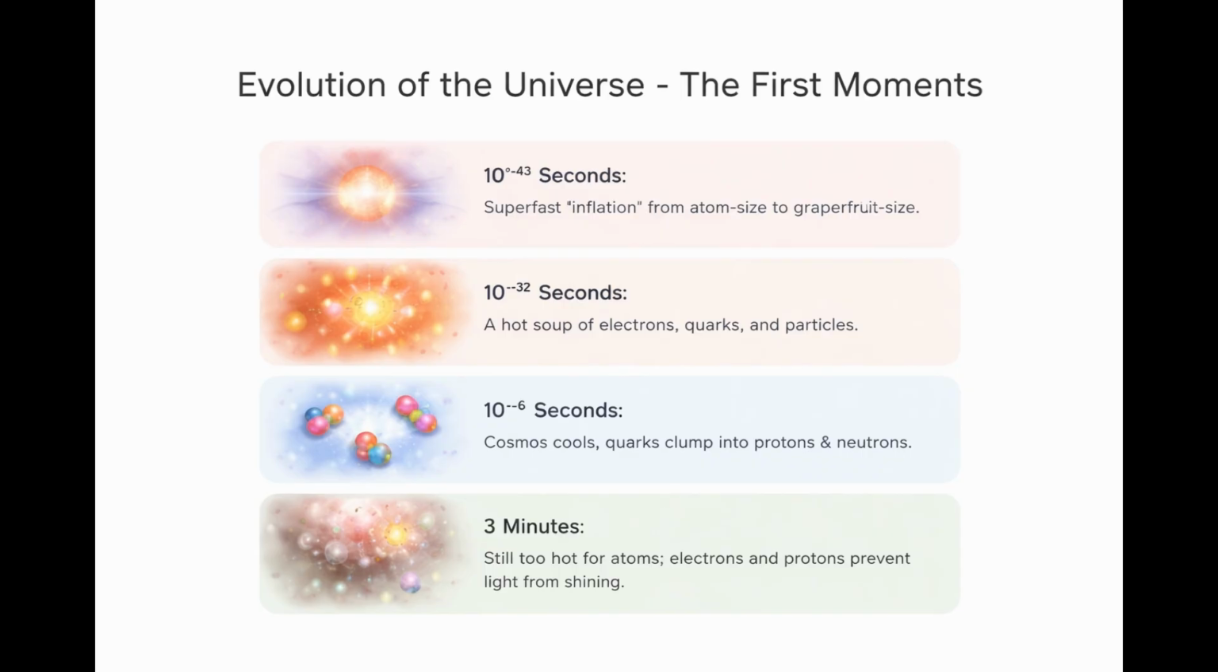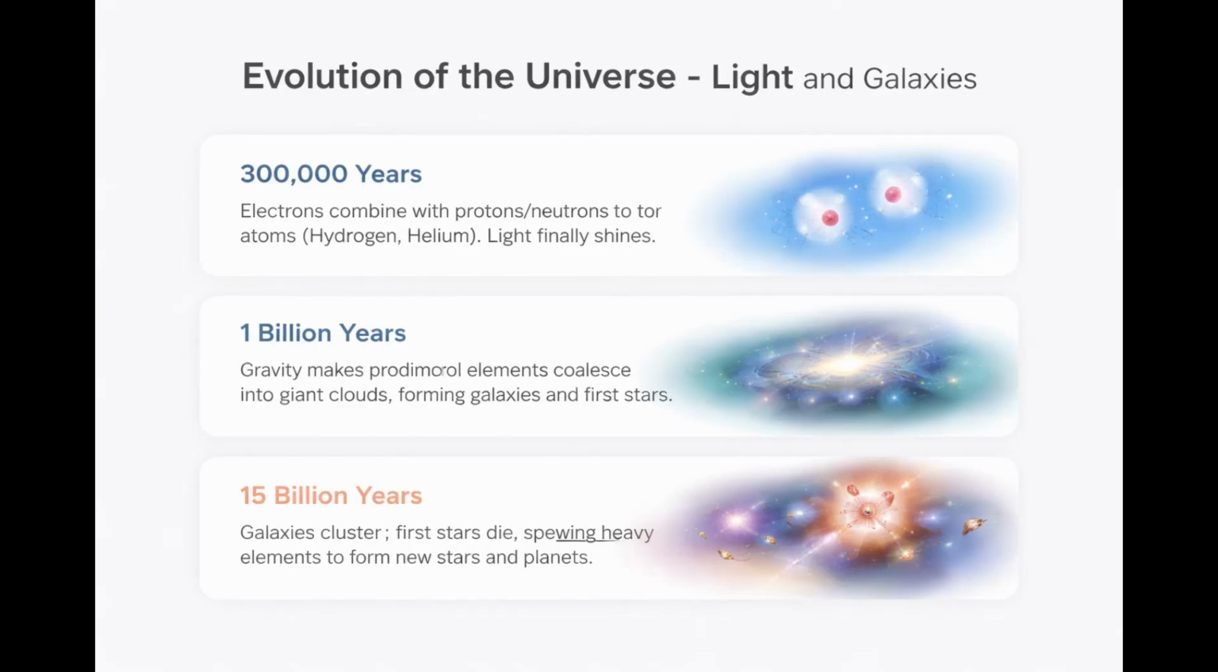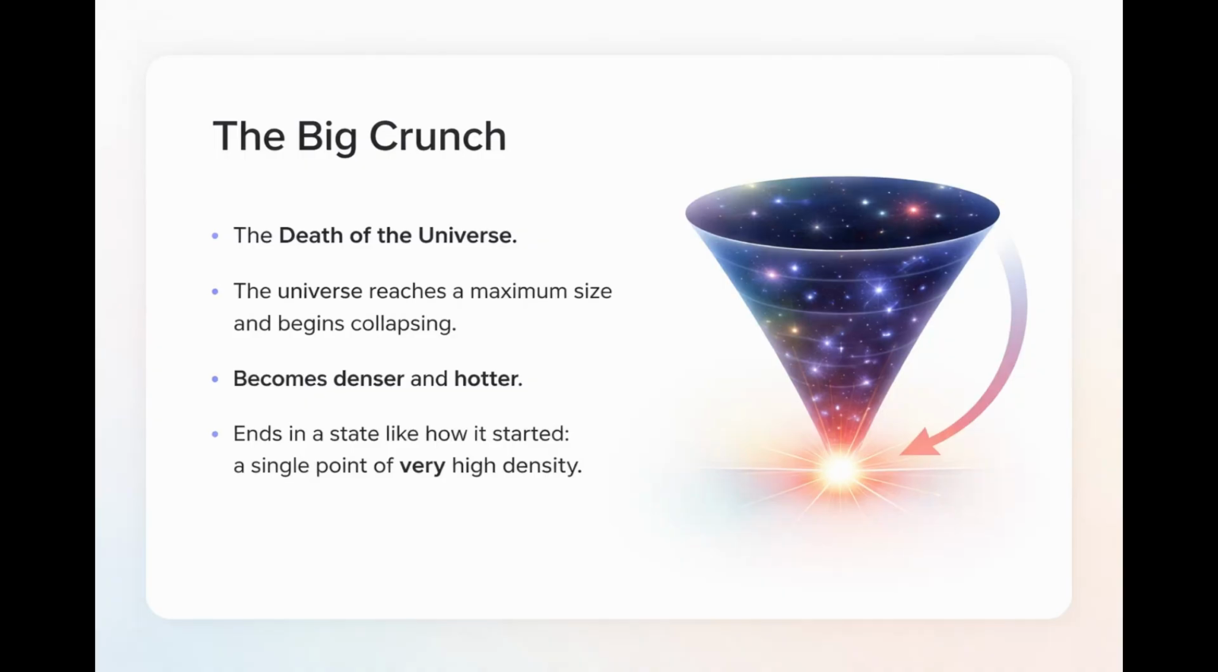trapped all light. It took 300,000 years for the universe to cool enough for electrons to bind with protons and neutrons, forming the first atoms, mostly hydrogen and helium. With the fog lifted, light could finally travel freely through space. By 1 billion years, gravity pulled these primordial gases together to form the first stars and galaxies. Billions of years later, as massive early stars died, they forged heavier elements, scattering them into space to eventually form planets and new stars. But how will it all end?